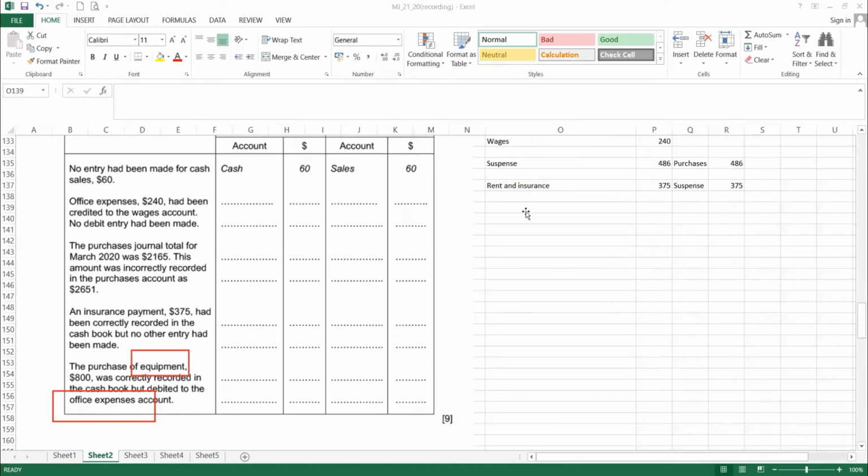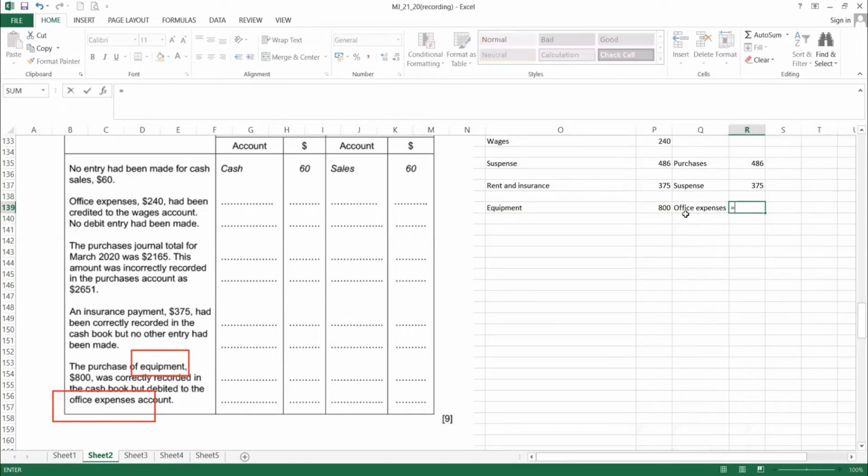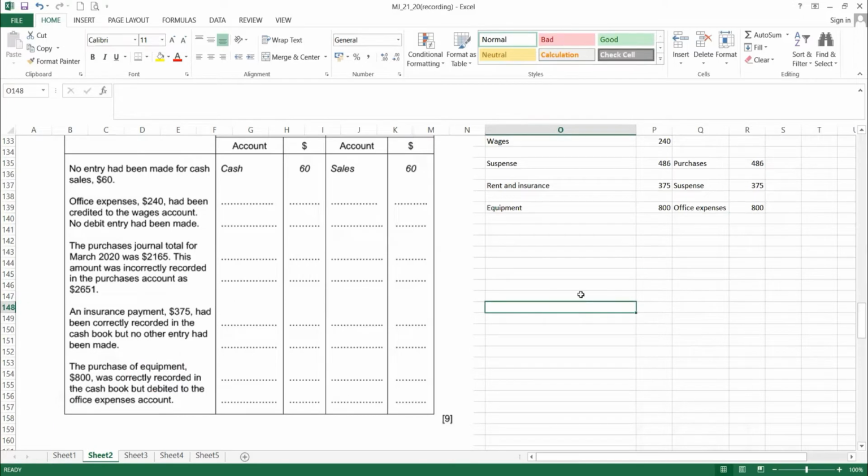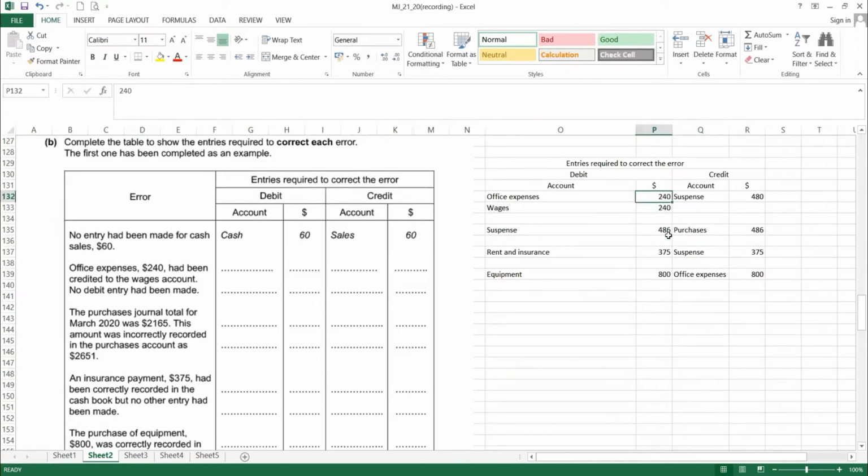So error of principle, we put back the equipment, debit equipment, the amount 800, and we reverse the wrong account, which is the office expenses, the amount 800. So all the adjustment we already done. Okay, so each they give you 1 mark for the item that you recorded debit and credit.